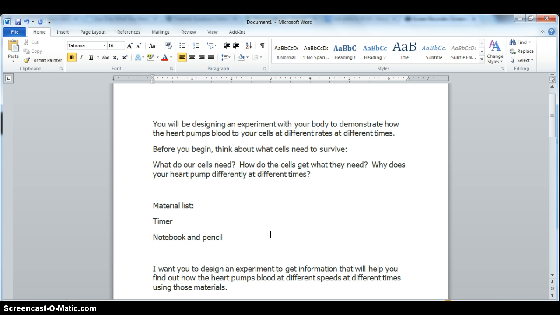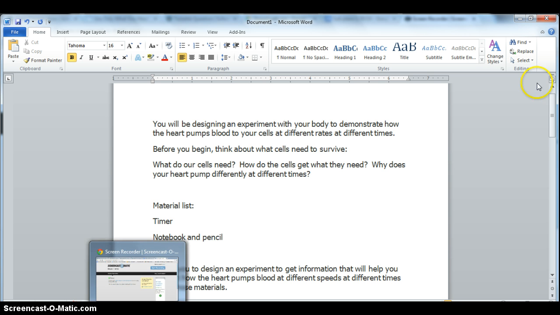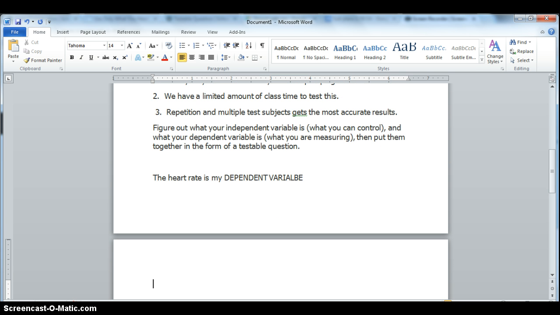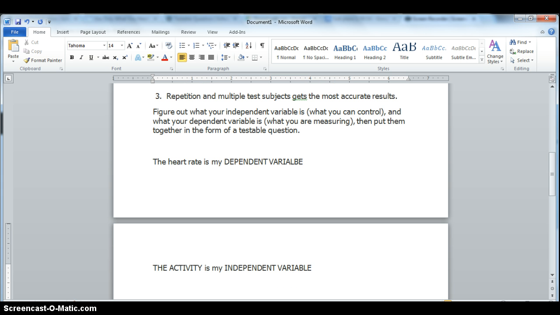So the independent variable is what I am controlling. I'm going to choose the amount of activity the person is going to do. The dependent variable, what I'm measuring, is the person's heart rate through those activities. Okay, now I'm going to use those two ideas and combine them together to form a question. So I'm choosing the heart rate as my dependent variable, and the activity as my independent variable. I'm going to combine those two together to form a testable question that I know I can test in class.